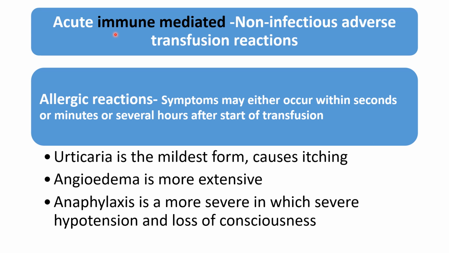Now in the acute immune-mediated reaction, the patient can develop simple allergic reactions. These symptoms may occur within seconds, minutes or hours after the starting of the transfusion. The patient can develop urticaria, which is the mildest form and causes itching also. In more extensive reactions, the patient can develop angioedema, or anaphylaxis, which is the most severe, in which the patient can develop severe hypotension and loss of consciousness can also occur.